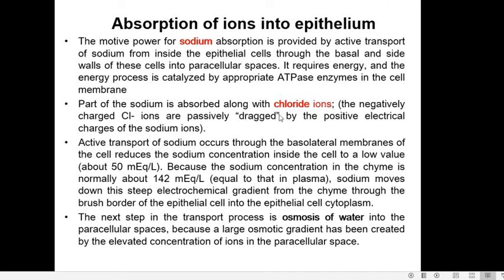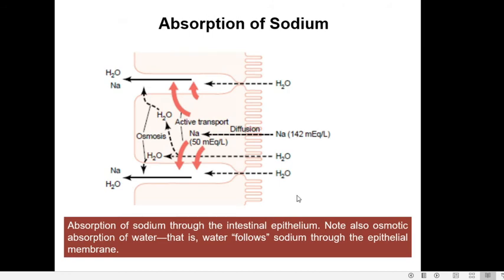Then next is the transport of chloride ions. The chloride ions are negatively charged, and sodium ions are positively charged. So when sodium is absorbed, chloride also follows it. That is, the negatively charged chloride ions will be passively dragged by the positive electrical charge of the sodium ions. So chloride will accompany sodium, and when sodium comes in, water will also have a tendency to follow. So it is coupled with water transport also.